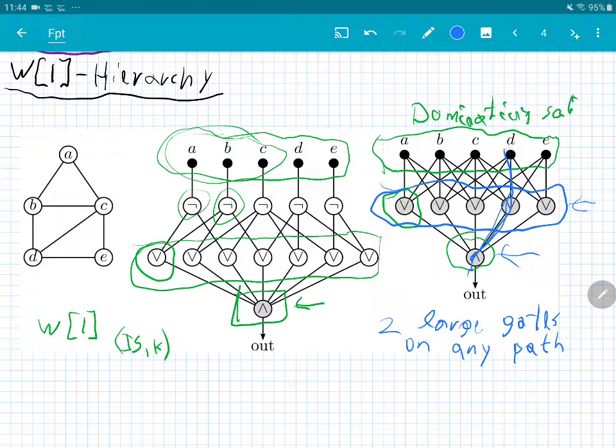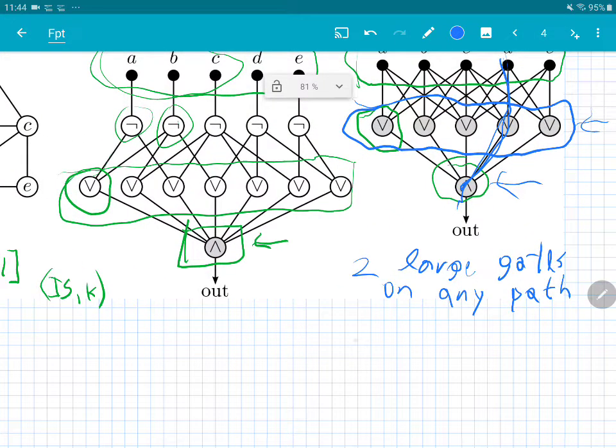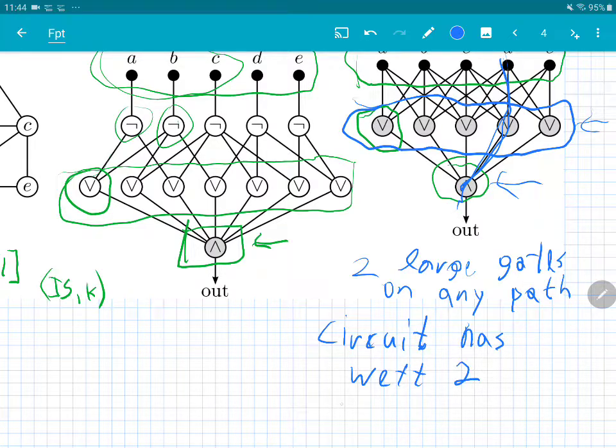So this circuit has weft 2. I never heard this word weft before. It's supposedly related to weaving or something. For me it sounds like some NPR radio station somewhere, but okay.